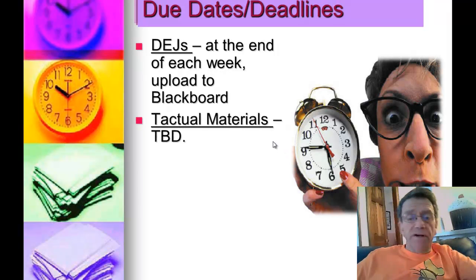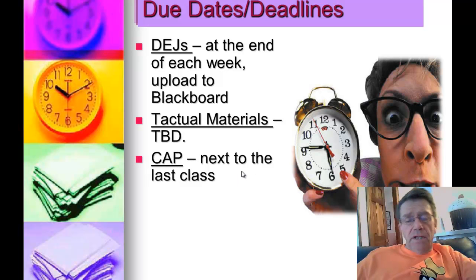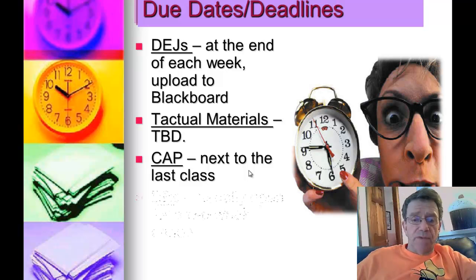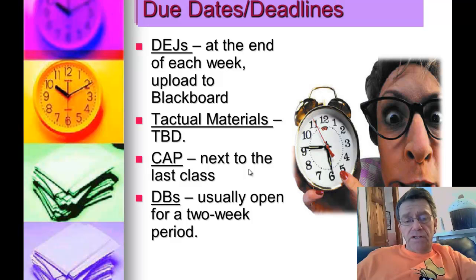The tactile materials, we're going to determine when those are due. It's usually the 7th or 8th class that those are due. So we will determine that during the class. The contract activity package is due on the next to the last class. Again, you can hand it in on the last class. You don't get penalized for it, but again, you won't get an opportunity to fix some things that may be wrong with it.